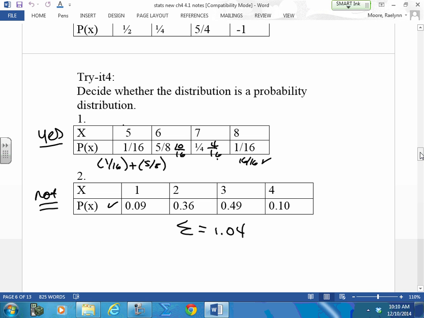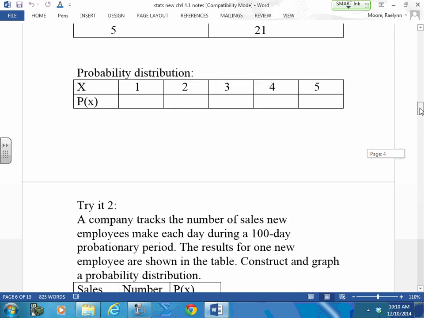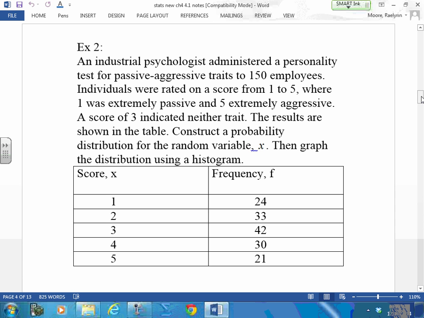Alright, so let's jump back to making a probability distribution. I would have done it in a different order, but I decided not to. Okay. We're going to make a probability distribution out of this. They give you this chart on the left-hand side.